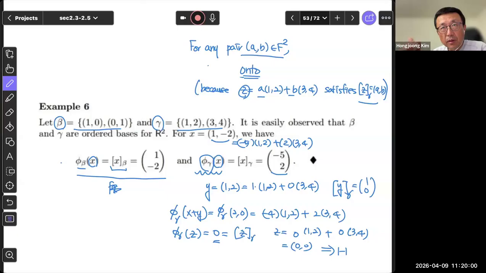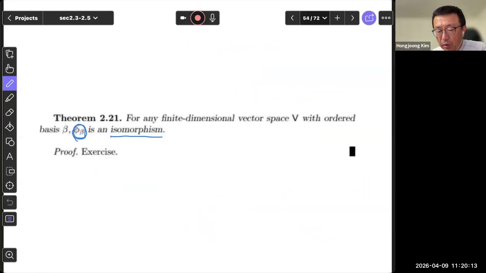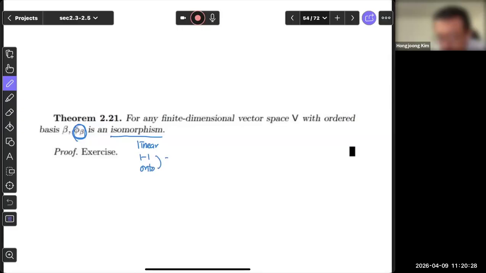And the mapping phi sub gamma will be an isomorphism. And the trick I'm showing you can be generalized into any space. So if you write down this properly, we can show that this phi sub beta is an isomorphism, meaning it is linear, one-to-one and onto. So that the mapping is invertible.